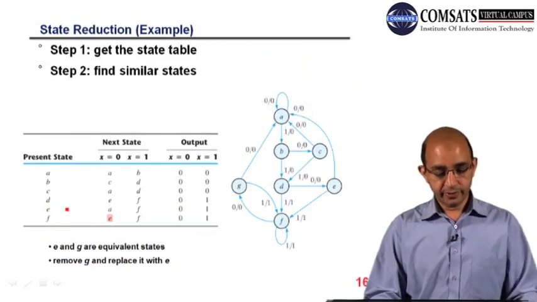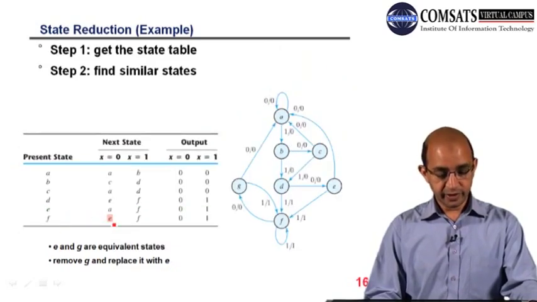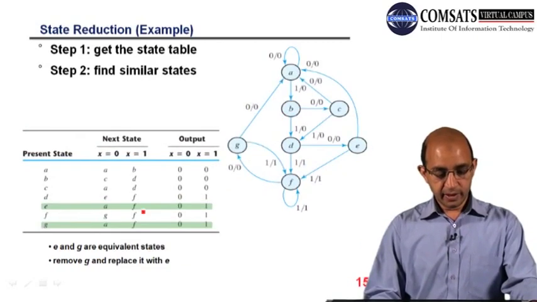So what is next? We have F, E, F, 0, 1. If I go back, we have to remove G and replace this G with E. So you can see next F, E, F, 0, 1, and E, A, F. As we are removing G, we are replacing this G with E.